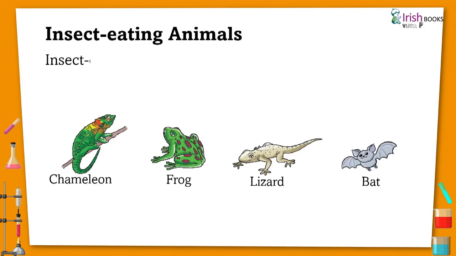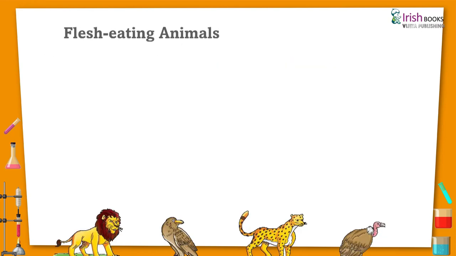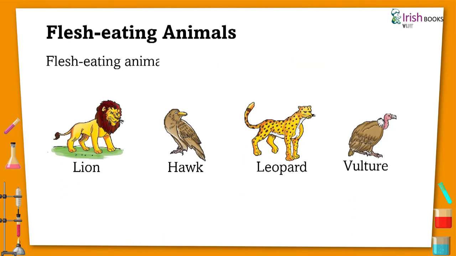Insect-eating animals. Insect-eating animals eat insects and worms, like chameleon, frog, lizard, bat. Flesh-eating animals. Flesh-eating animals eat flesh, meat, and bones of other animals, like lion, hawk, leopard, vulture.